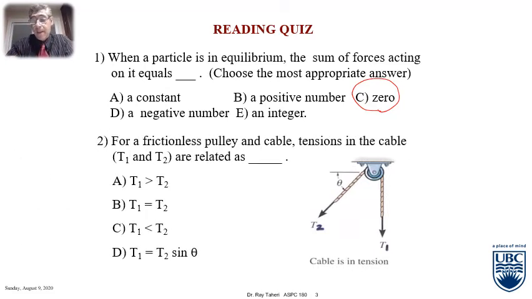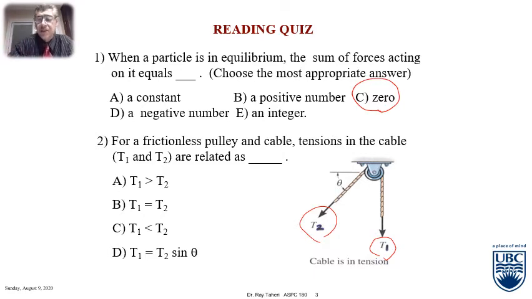As another example, we have a pulley that is frictionless, there's no friction. What is the relation between T1 and T2? Well, are T1 and T2 equal? Is T1 equal to T2 sine theta?